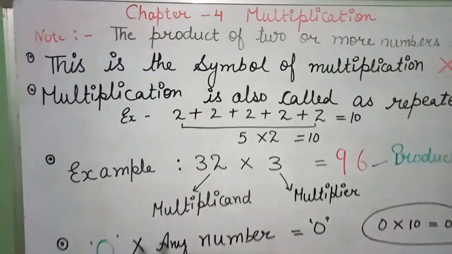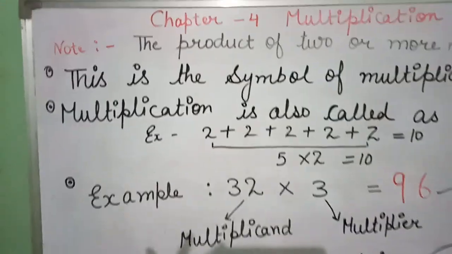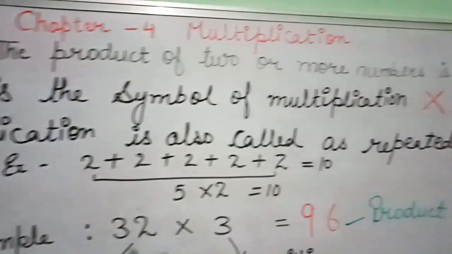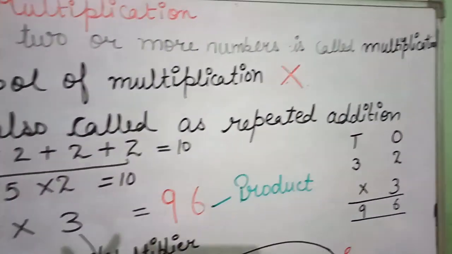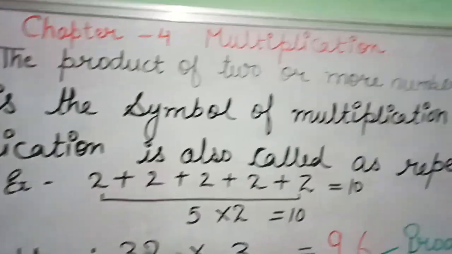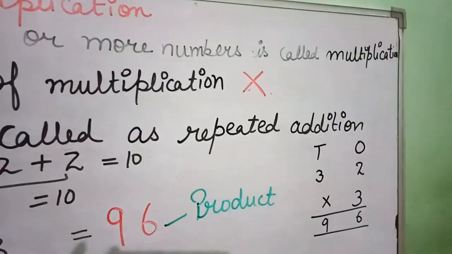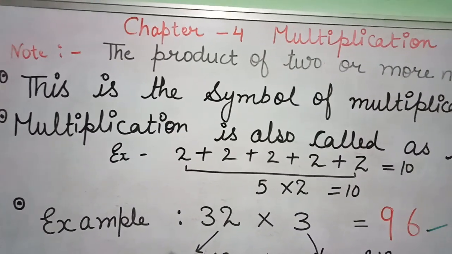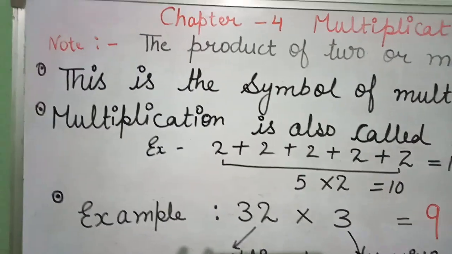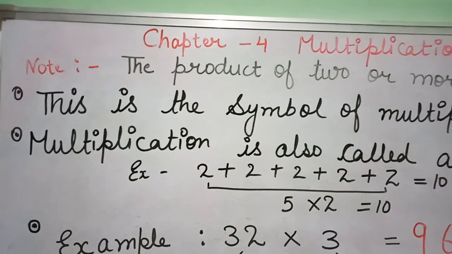First, the product of two or more numbers is called multiplication. The product of two or more numbers is called multiplication. Don't worry, I will explain the product form of multiplication. So come to the second point.